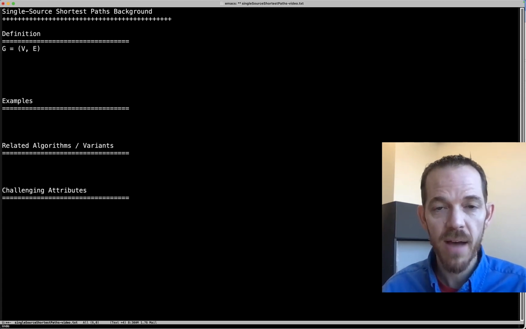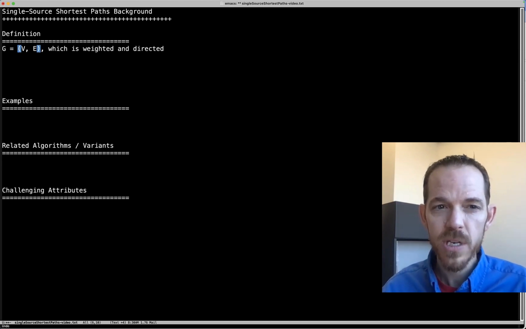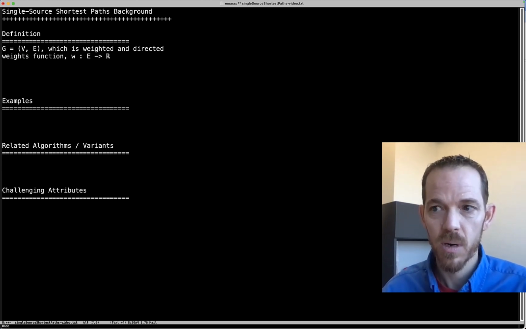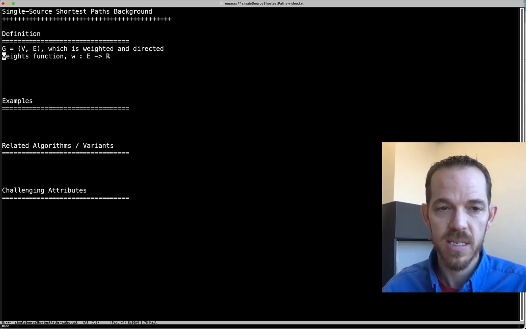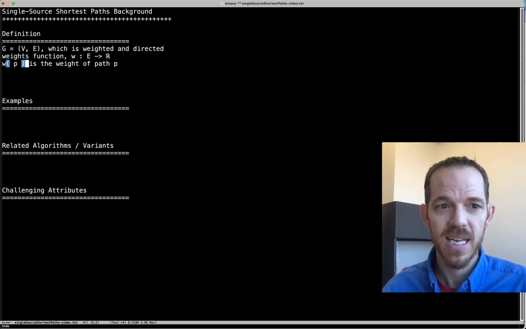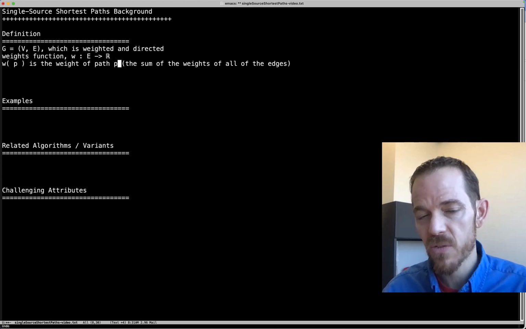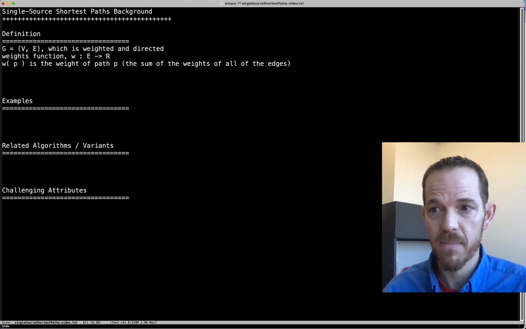We're going to start with a graph with a set of vertices V and a set of edges E, which is weighted and directed. And we also have a weight function W, where we have E is the set of edges and R is the set of real numbers. We also have W of P, which is the weight of a path P, meaning it's the sum of all the weights of all of the edges along that path.